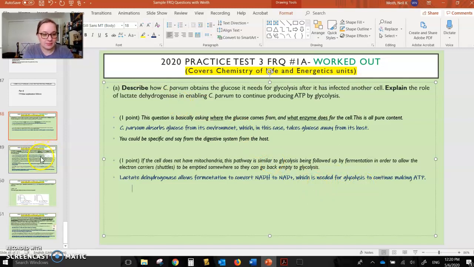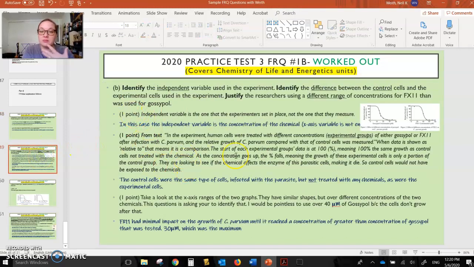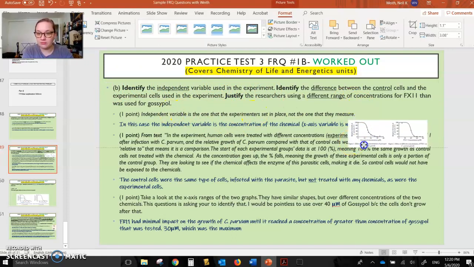So that's A. B is about scientific process stuff, about the experiment, okay? Identify the independent variable used in the experiment. So if you look at the graph, make this bigger.